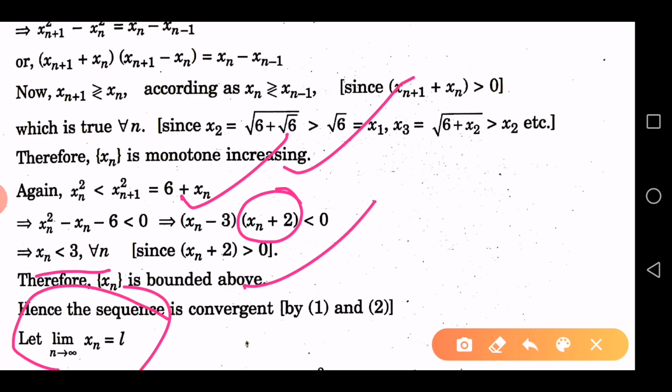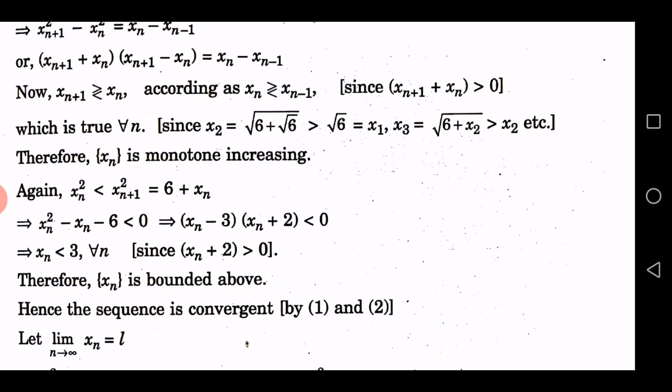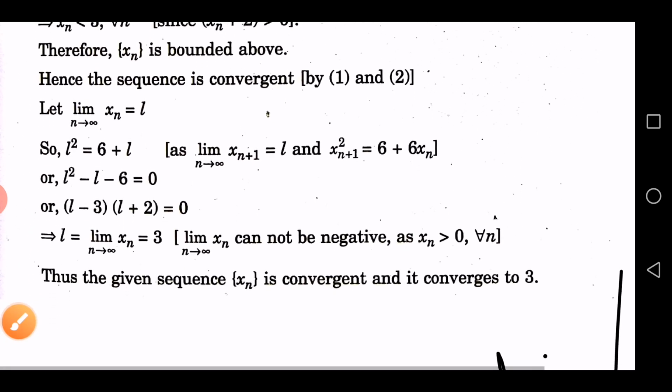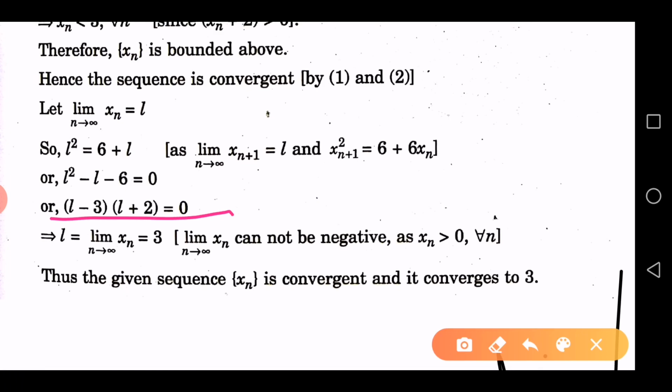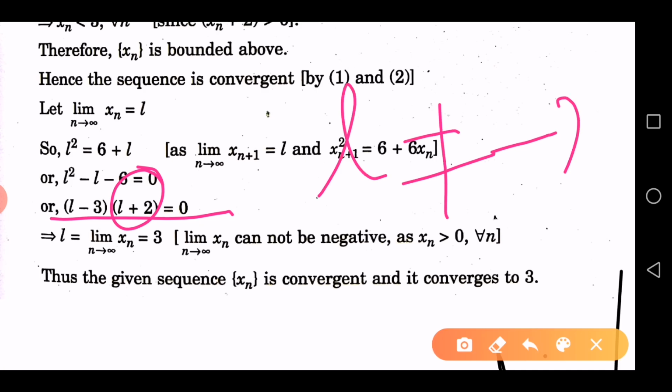Let L be the limit of this convergent sequence, and after some simplification we obtained this term. Here also same thing, L plus 2 cannot be equal to 0 because L cannot be equal to minus 2, L cannot be negative as all the terms of the sequence are positive. So L minus 3 must be equal to 0, and thereby L is equal to 3, therefore limit of the sequence is 3.